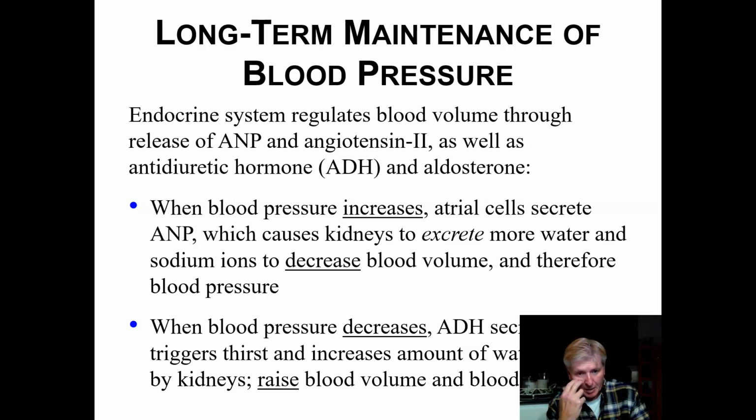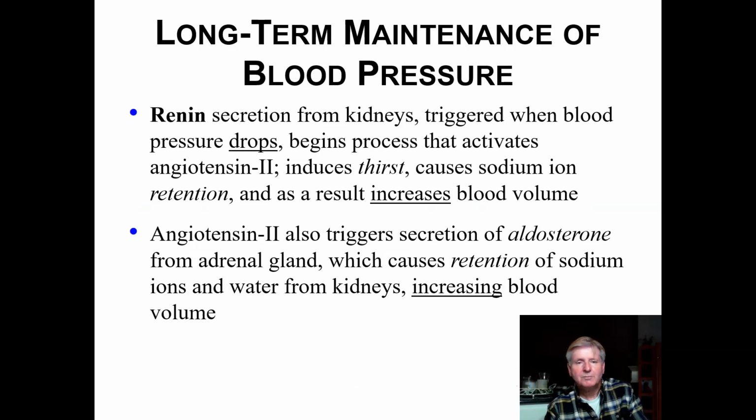When your blood pressure decreases, ADH secretion will then trigger your thirst drive and increase the amount of water retained by the kidneys. That in turn raises your blood volume and your blood pressure. Renin is secreted from the kidneys when your blood pressure drops. That first begins a process that activates the production of angiotensin II. That induces your thirst mechanism, which causes sodium retention. As a result, it increases blood volume.